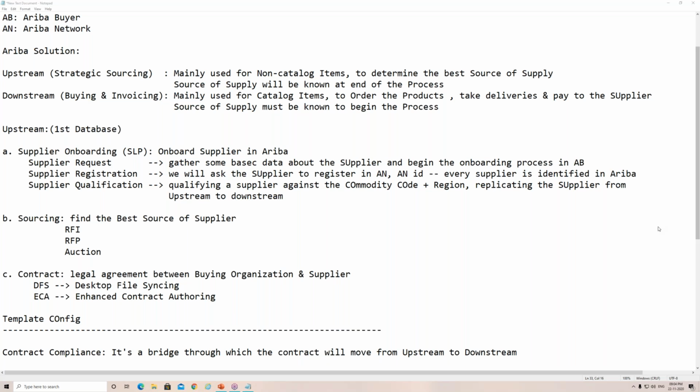Yes, we have trained them, but the first thing we say is that we are not doing some meaningless training here. We believe in sharing our knowledge. So the basic thing we expect from all of you is some basic knowledge on the procurement side. If you have that, yes, you can have a career in Ariba.